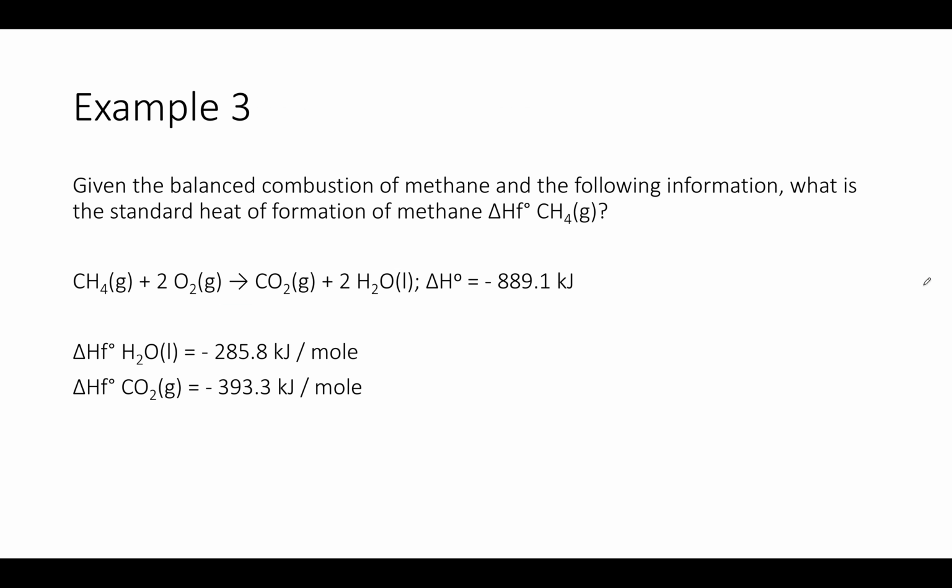So let's see an example of this. Given the balanced combustion of methane and the following information, what's the standard heat of formation of methane? Standard, we're using the table values. Okay, so let's see what we're given. We are given our total reaction, so the combustion of methane: 1 mole of methane plus 2 moles of oxygen gas give us 1 mole of carbon dioxide gas and 2 moles of liquid water. And this is our standard heat of reaction. But we're also given the heat of formation of liquid water and the heat of formation of carbon dioxide.